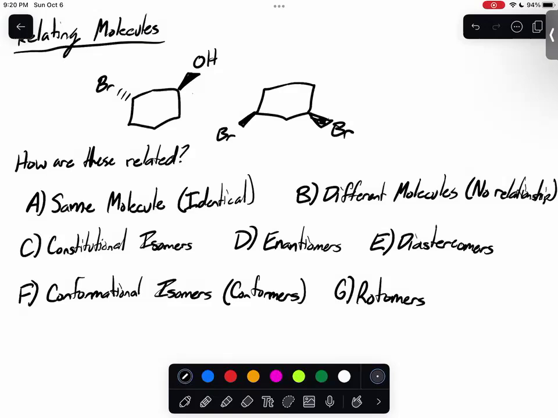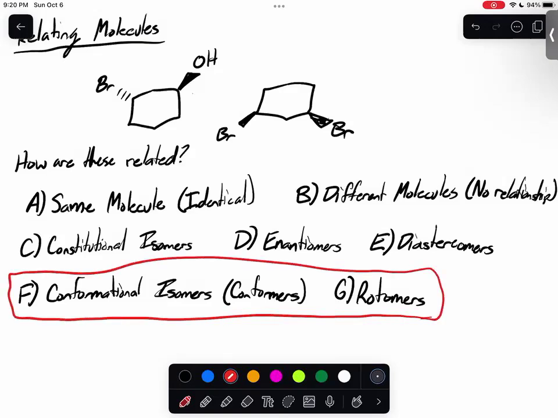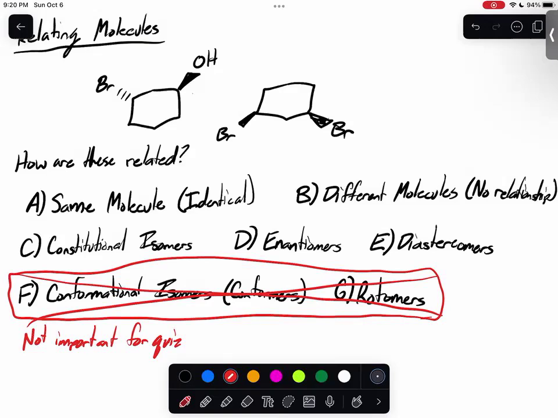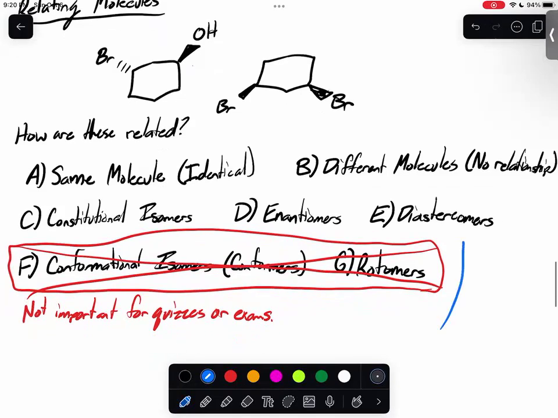Now, that being said, these bottom two, labeled as F and G, conformational isomers and rotamers, don't worry about them, right? This is not important for quizzes or exams. But all the others, they're going to be pretty fair game. So the question we have to ask ourselves is how do we know which one it is? How do we know which to choose?